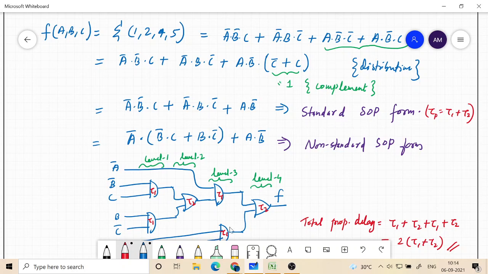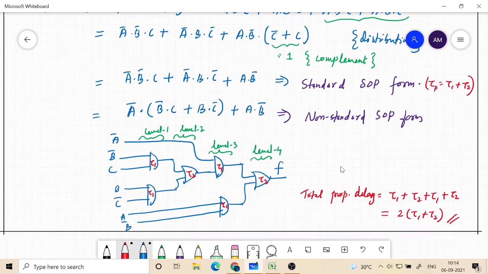But in the non-standard form, all gates are 2 input gates, but you need multiple numbers of them. Whereas in standard SOP you have 3 AND gates and 1 OR gate. That's all. All the AND gates compute the product terms in parallel, and then the OR gate computes its output using the results produced by the AND gates. So that is why it is only tau 1 plus tau 2.